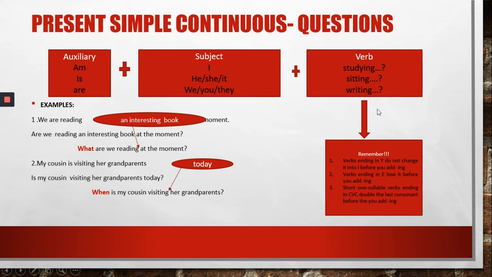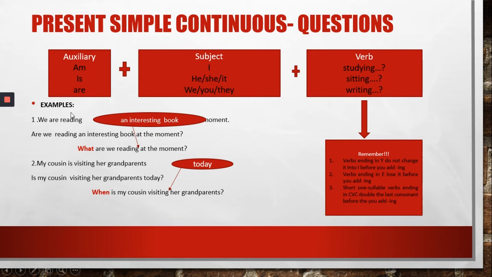Please remember, verbs ending in y, like studying, do not change it into i before you add ing. Verbs ending in e, like write, lose it before we add the ing ending. And short one-syllable verbs ending in consonant, vowel, consonant, like sit, double the last consonant before we add the ing ending.